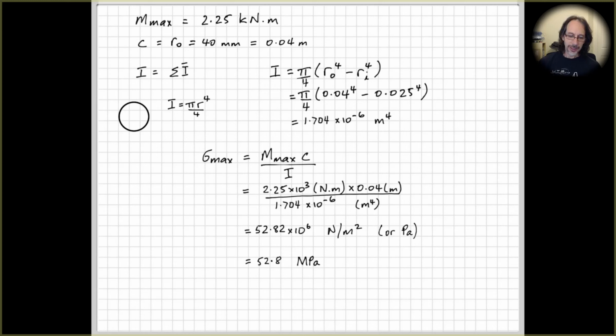And then we can convert that to megapascals. So 10 to the 6 is mega. So that is 52.8 megapascals. All right, so that's the end of that part of the problem.